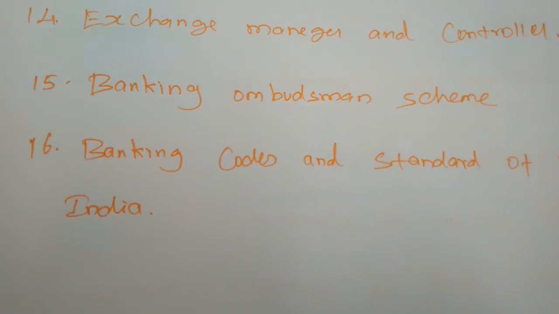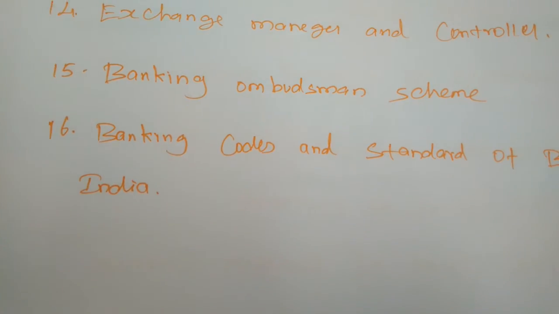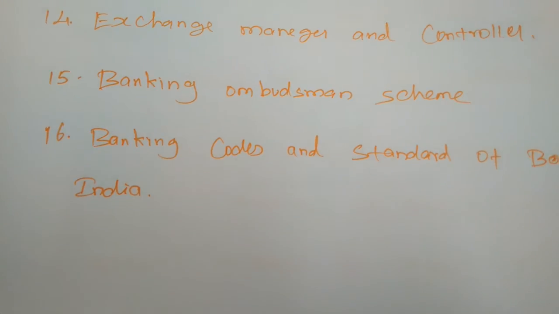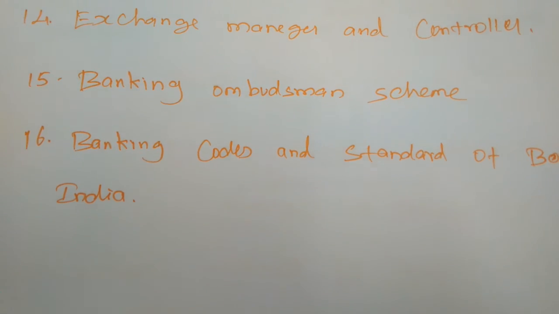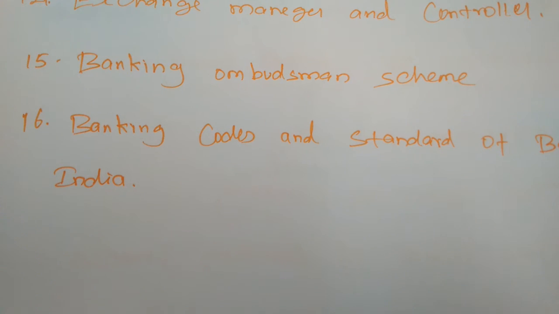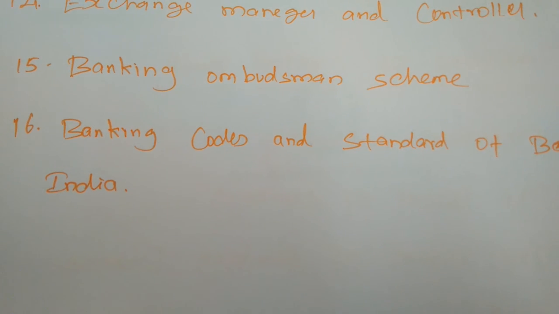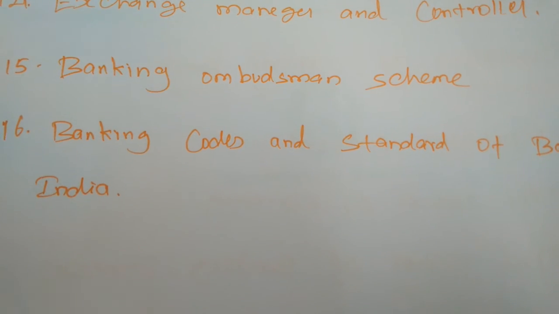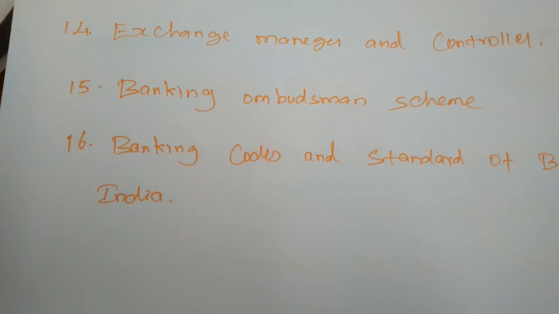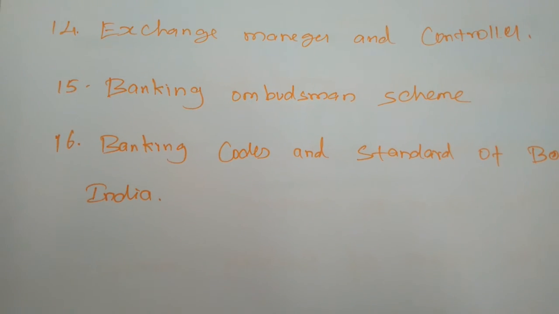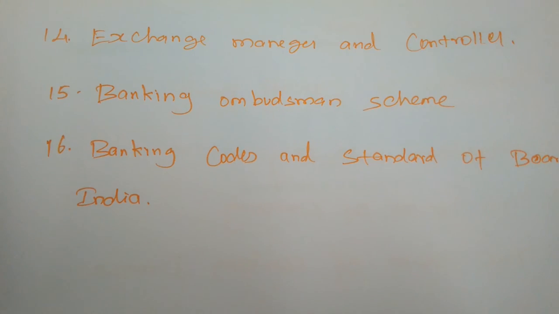Next, banking ombudsman scheme. You may have seen the ombudsman service when you go to any bank. The Reserve Bank of India introduced the Banking Ombudsman Scheme in 1995. Under this scheme, complainants can file their complaints in any form, including online, and can also appeal to the ombudsman against the awards and other decisions of the banks. So nowadays, if any problem is created by the banks, with the help of the ombudsman we can make a complaint against the bank itself.